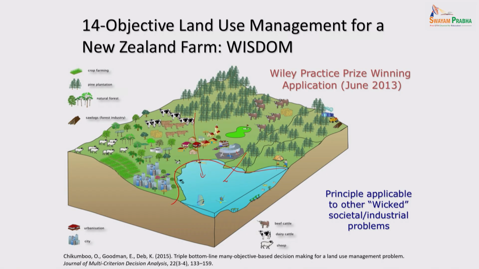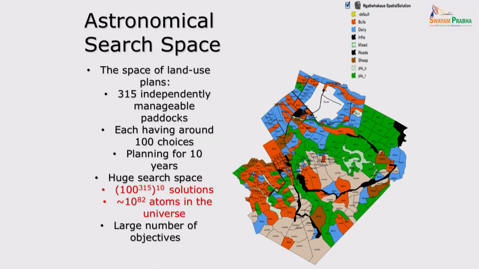By the way, I'll show you a few details, and here is the paper where we wrote all that eventually. We got a Wiley practice prize from the IEEE Society on Machine Learning, MCDM, in June 2013 for this work.